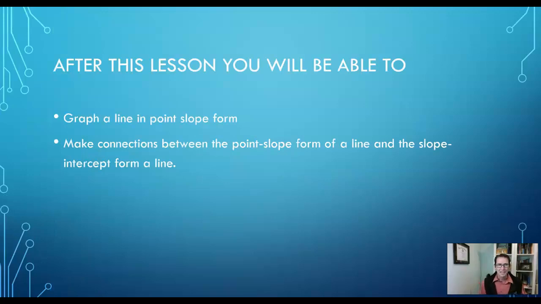Now, after this lesson, we want you to be able to graph a line in point slope form, but we also want you to be able to make connections between the point slope form of a line and the slope intercept form of a line.